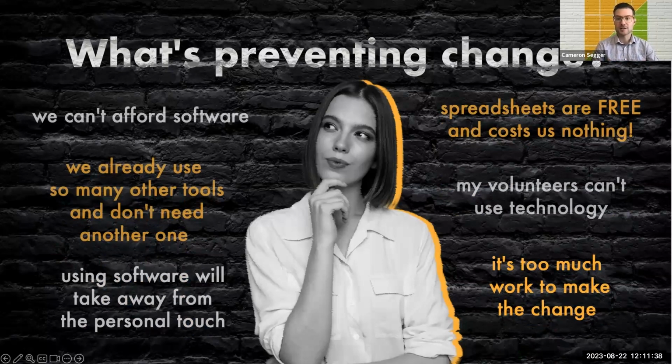By and large, it's our attitudes that get in the way, right? Our attitudes are learned ways of responding to people and situations, based on beliefs, values, and assumptions that we hold, and they are reflected in our behavior. Some of those attitudes are on this slide. Thinking we can't afford it, or that using software is going to take away from the personal touch, worries that volunteers can't use technology, or that it's too much work to make a change. I'm sure that with a little reflection, you can come up with a few other attitudes in your workplace that may also be standing in the way.